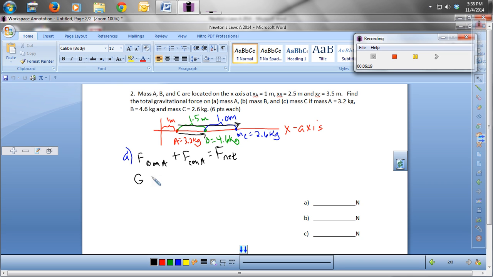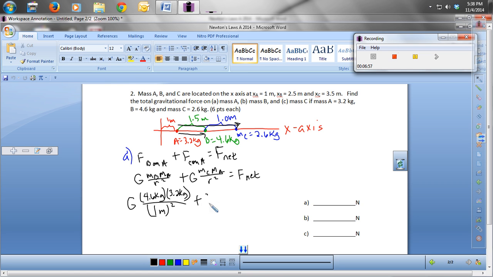So this is going to be big G, mass of B, mass of A over R squared, plus big G, mass of C, mass of A over R squared, is equal to the net force. The R is the distance between the two objects. So big G, this was 4.6 kilograms. This was A, 3.2 kilograms. And they're separated by 1 meter.